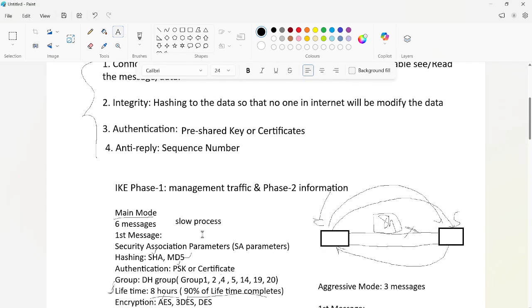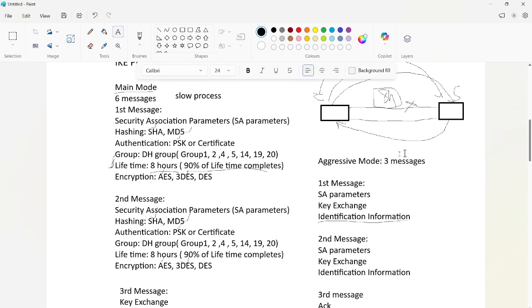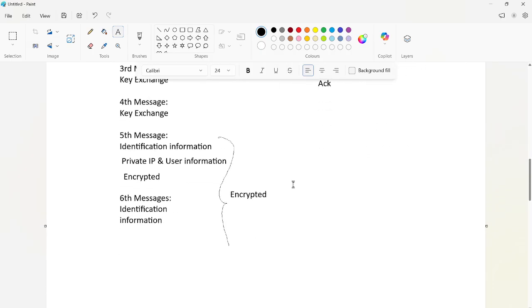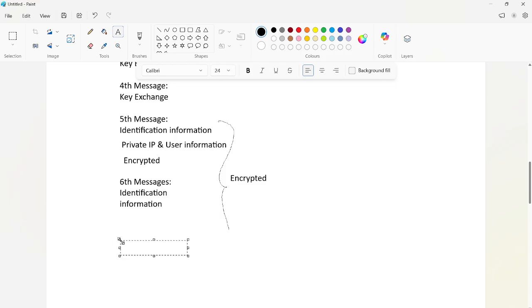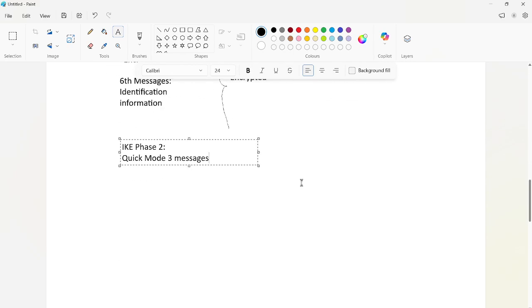So this is what phase 1 contains, and these are the two modes that are available, and these are the messages that are exchanged in main mode and aggressive mode. Next we'll be having phase 2. IKE phase 2, like how we have modes in IKE phase 1, is also having modes. We have only one mode, which is quick mode. In quick mode also we have three messages exchanged between our branch office firewalls, and all three messages are encrypted.